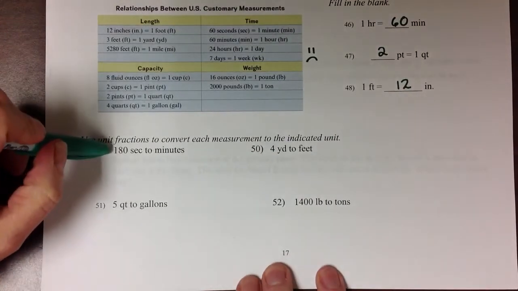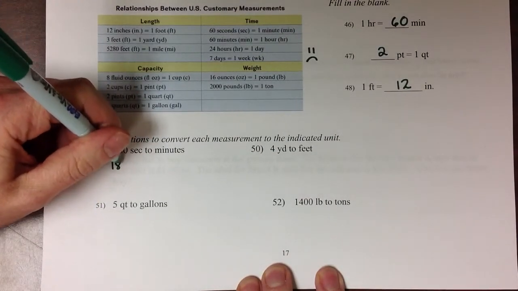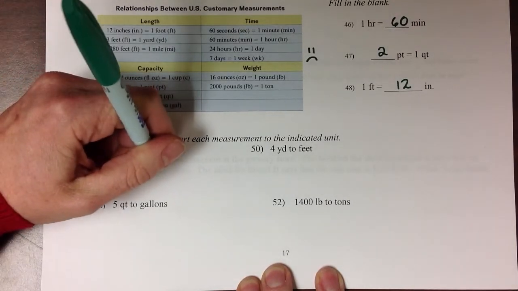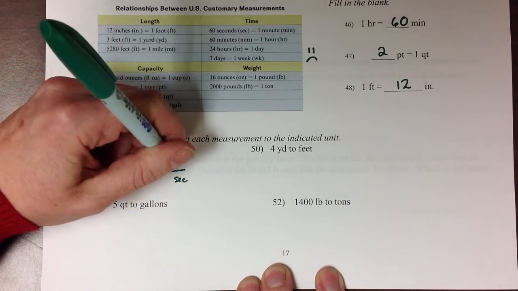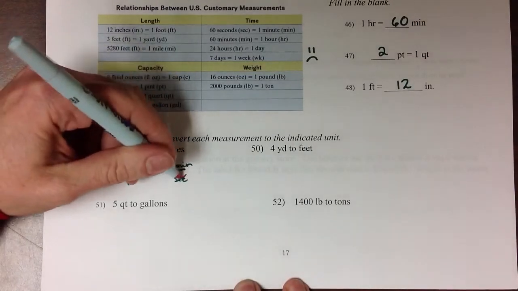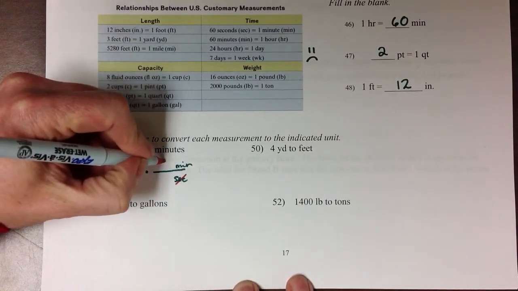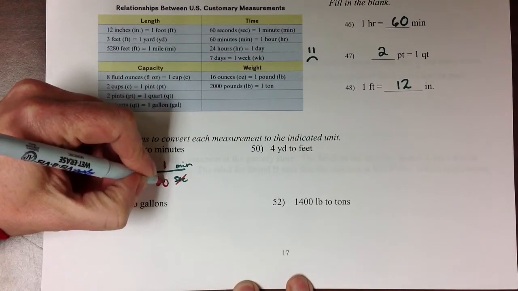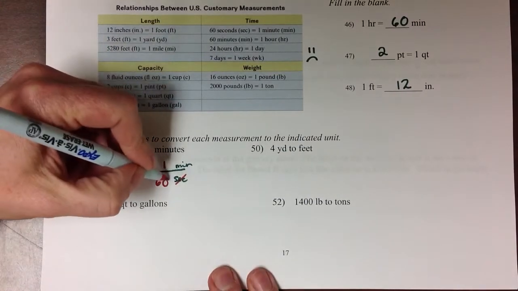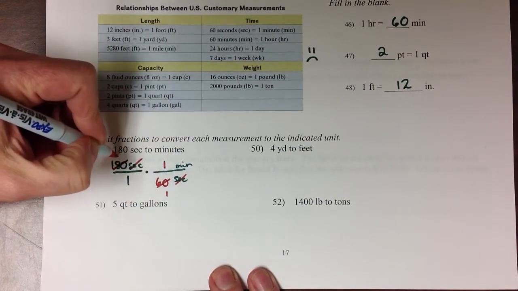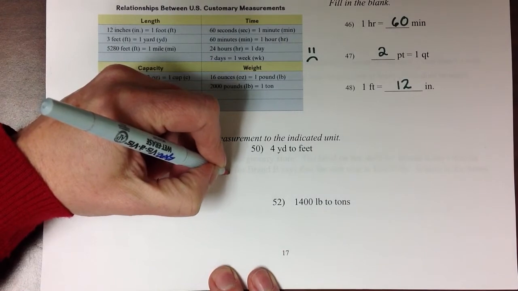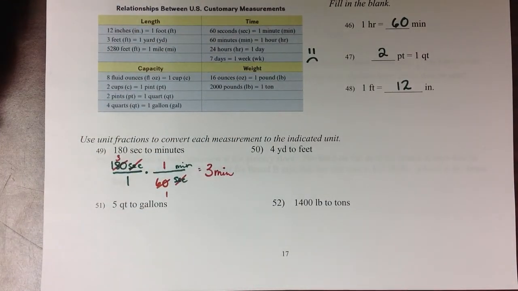To convert 180 seconds into minutes, I put the 180 seconds over 1, just like I did in the metric system, and then choose the unit fraction that will get my seconds to cancel out and leave me with minutes. Since 1 minute is the equivalent of 60 seconds, that's the unit fraction that I want to use here. And since 60 fits into 180 evenly 3 times, my final answer will be 3 minutes.